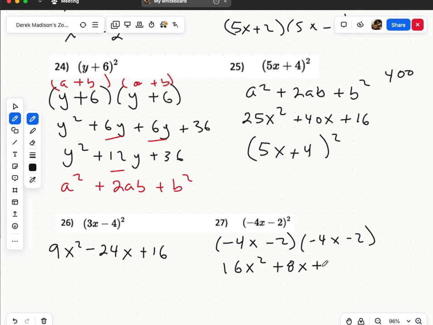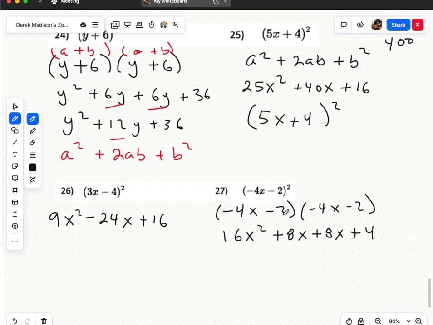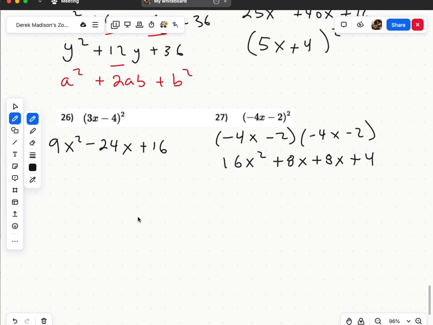Another double negative, so that's going to give us a positive right there. And then another double negative, which is going to give us a positive right there. So we're going to end up, give myself a little more room, 16x squared plus 16x plus 4. So if I think of it as using the formula, the sign in this case is a little funky because it's all negatives.